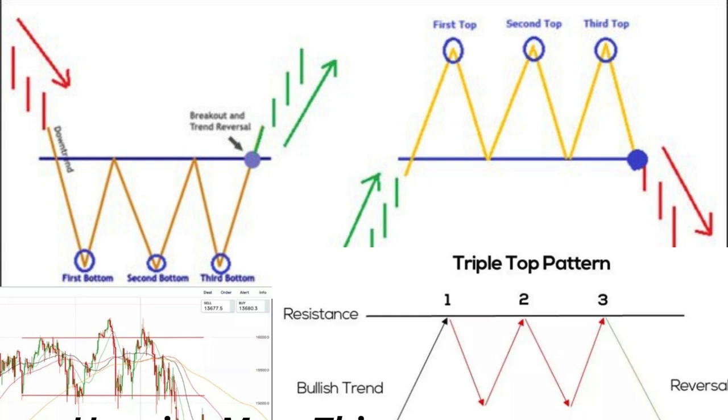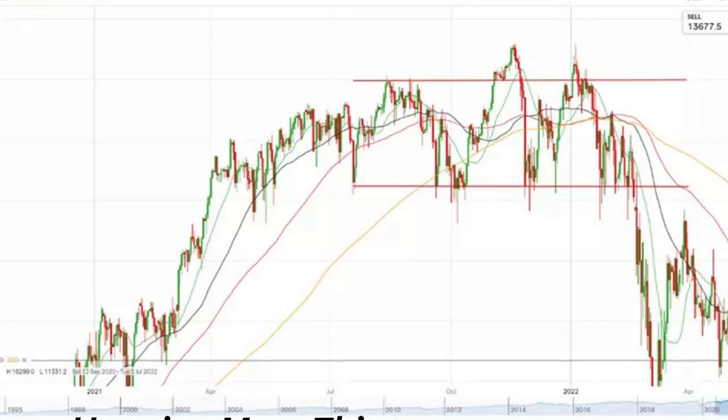The price will form 3 peaks at roughly the same level, and once it breaks below the support level, it indicates a bearish reversal. In this example, you can see the stock trying to break through resistance 3 times but fails each time. After the third failure, the price breaks the support level, and the stock moves lower. This is a strong sign that buyers are losing control, and sellers are taking over.